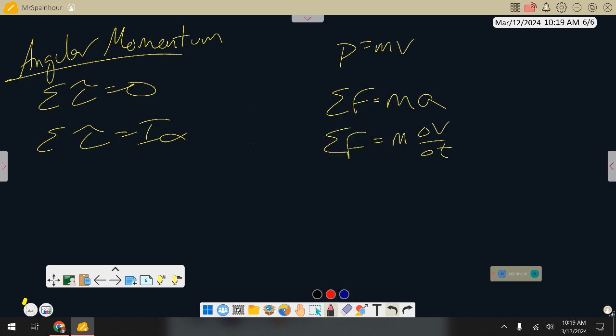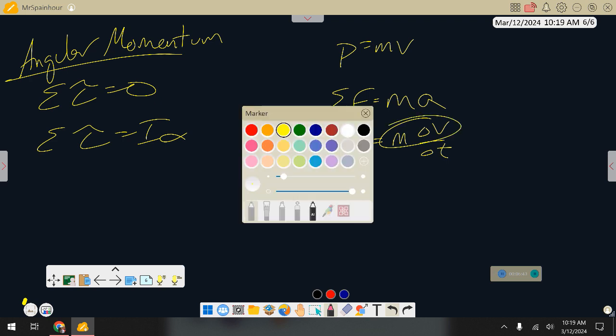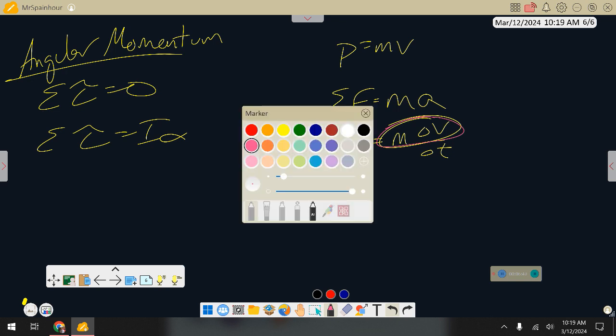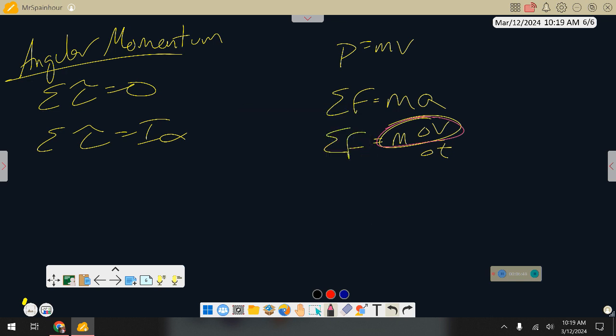And then right here, that guy right there is what? Close, not quite. That is not momentum, but you're very close with that. Change in momentum, a very, very important distinction. And so you get this equation right here.